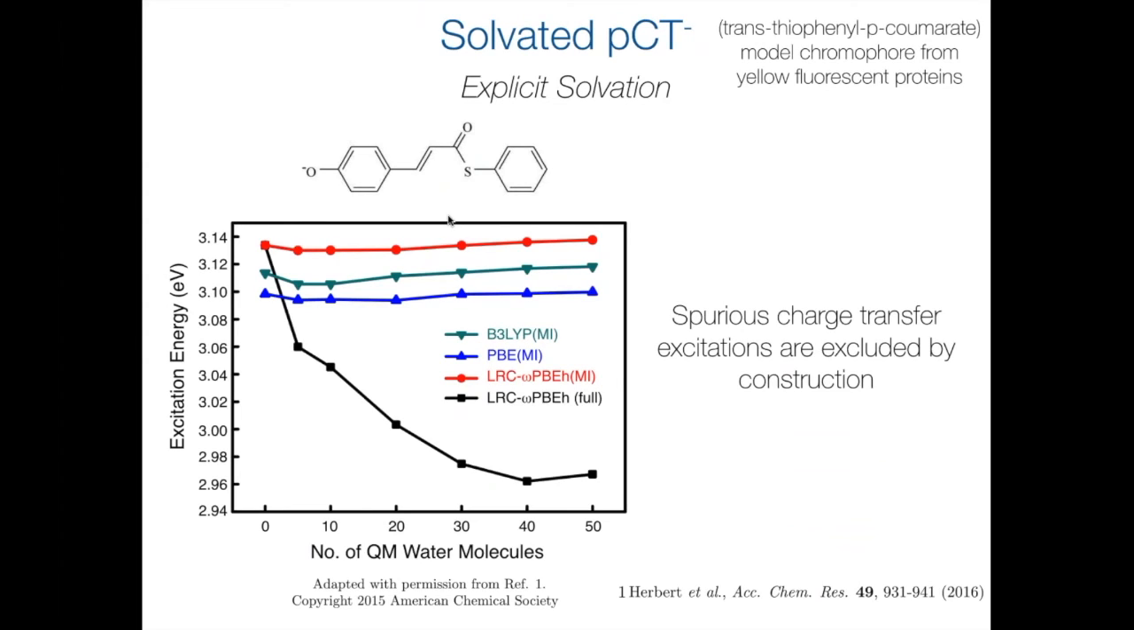Finally, a fortuitous bonus of TDDFTMI is that, due to the fact that excitations are limited to only the MOs for an active fragment, the spurious charge transfer excitations that are common in TDDFT due to the self-interaction problem are excluded by construction. Therefore, for full TDDFT, we see this artificial lowering of the excitation energy due to these spurious charge transfer excitations, and those are non-physical, and they're immediately excluded from the TDDFTMI results, which quickly converge to a physical result.